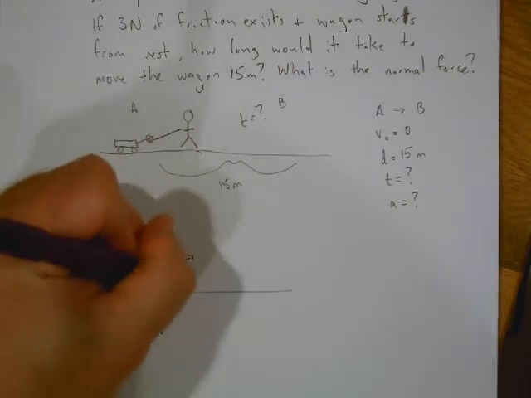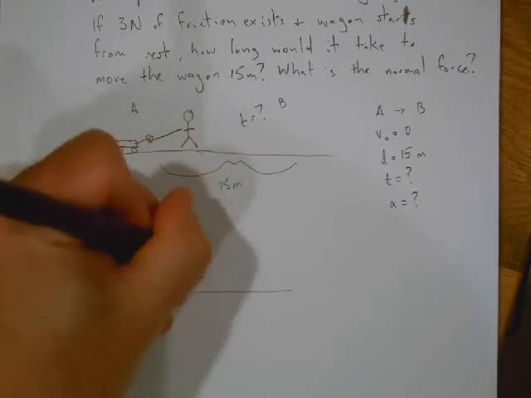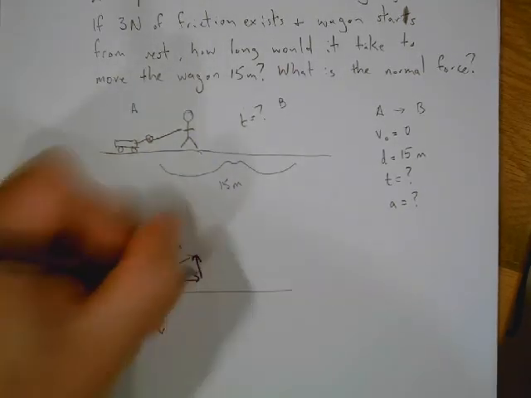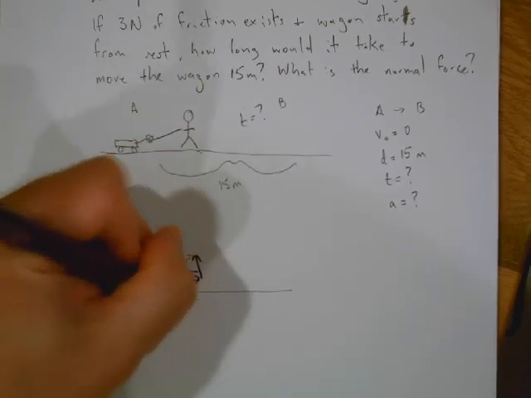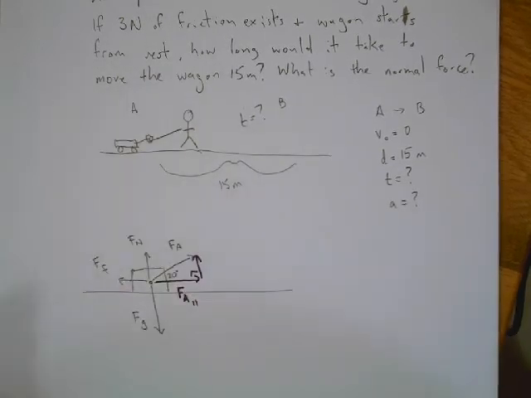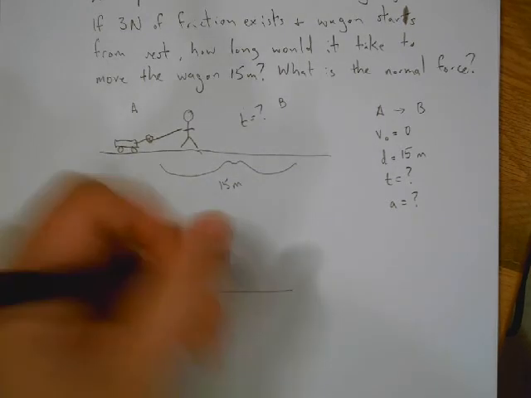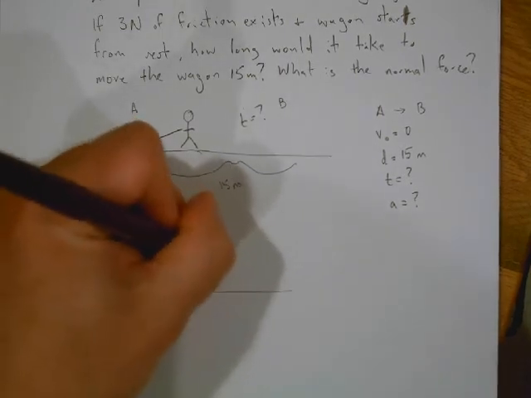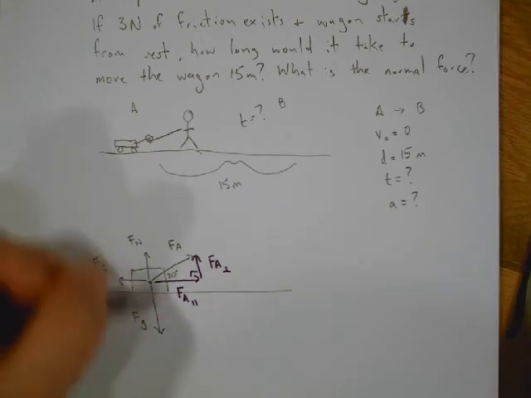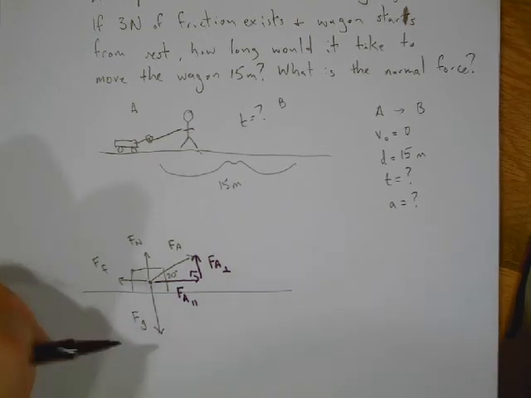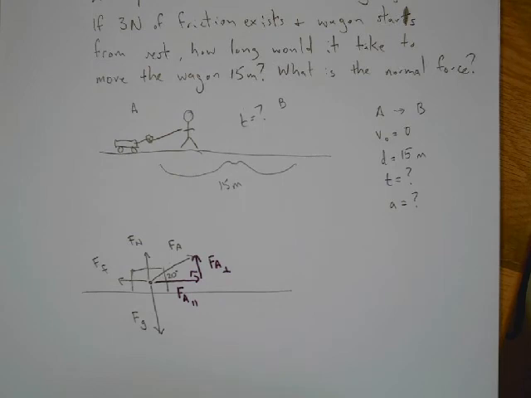So let's do that, okay? I'm going to break this into its components. Now this should be a right angle, okay? I am going to call this FA parallel. Why parallel? Because it's parallel to the surface. And I am going to call this FA perpendicular. Why perpendicular? Because it's perpendicular to the surface. Then hopefully you'd realize and go, oh, well, my FG in this case is this plus this, okay?